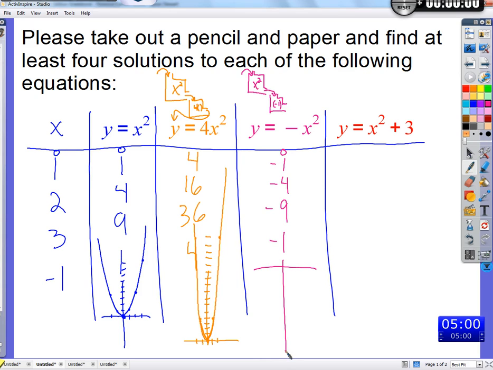Okay? So these outputs are just like these outputs when you compare this one to what's called the parent function. They're the exact same, except for, well, they couldn't be any more different, I guess. They're the exact opposite. They're the same in magnitude, but they're the negative. So 0, 0, 1, negative 1, 2, negative 4, 3, negative 9, and likewise on this side. 2, negative 4.